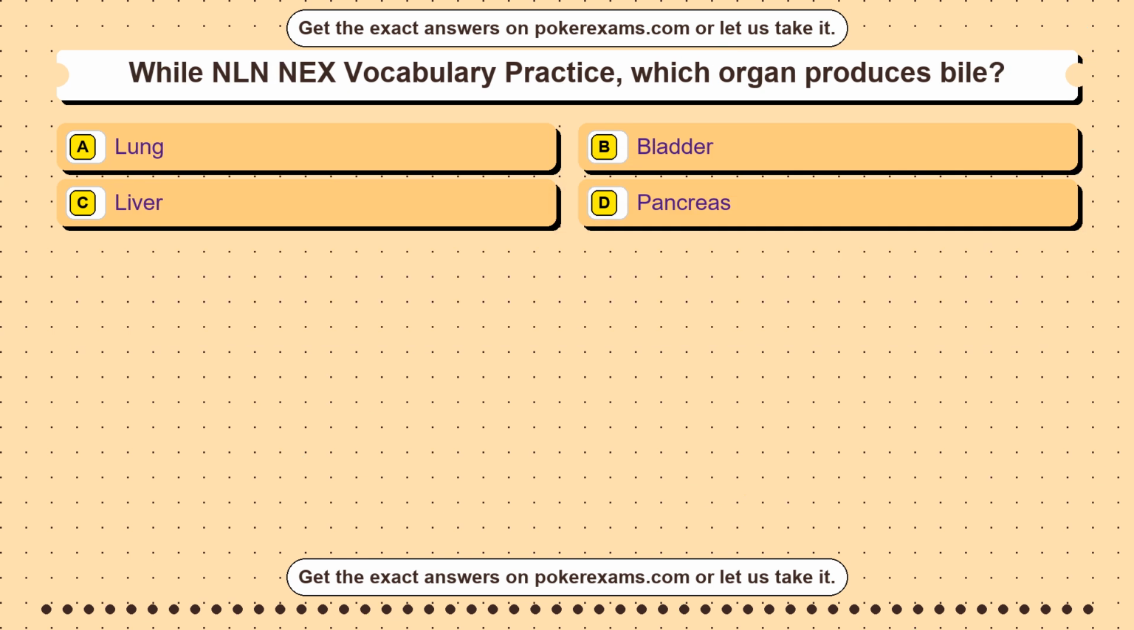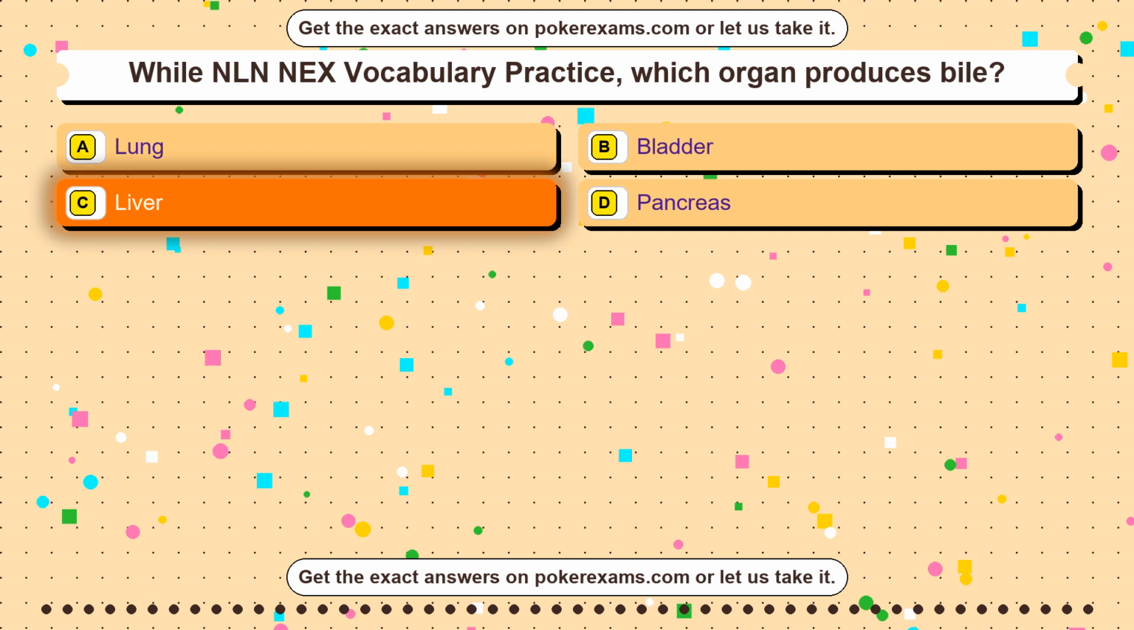Question 47. While get test prep, which substance is made of atoms bonded together? Option A variable. Option B government. Option C compound. Option D opinion. The correct answer is option C.